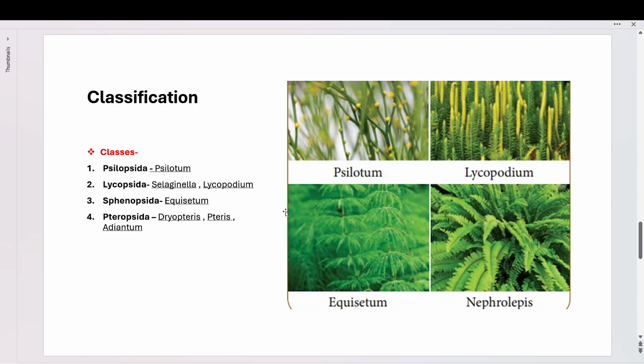Next is the classification of pteridophytes. So, pteridophytes are divided into four classes, that is Psilopsida, Lycopsida, Sphenopsida, and Pteropsida. Okay, here are examples of it. Psilopsida, example Psilotum. Lycopsida, Selaginella and Lycopodium. Sphenopsida, Equisetum. And Pteropsida, Dryopteris, Pteris, and Adiantum. Nephrolepis is also an example of Pteropsida.